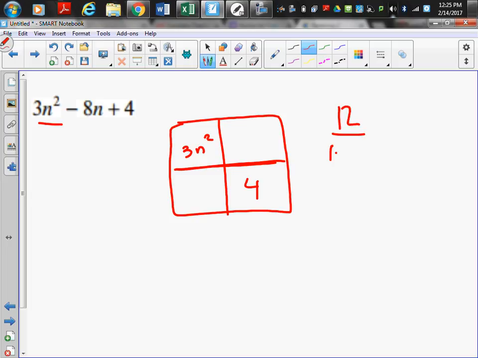1 times 12. 2 times 6. 3 times 4. All right. This one is positive. So you can either have 2 positives or 2 negatives. So we know they're both going to be negatives because we have to get a negative 8. So I know I need a negative 6 and a negative 2.